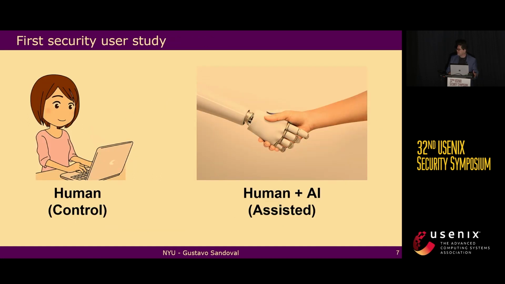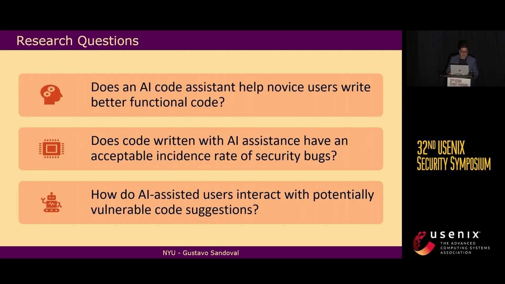First, to determine if users are impacted, we need to conduct a user study. This is the first user study that explored and compared the code written by programmers as a control group to the code written by programmers with the help of AI. What we're interested in is whether the code written by the humans is better in terms of security than the code written by the humans with the help of AI. Other studies have looked at the functionality, but we are the first that looked at security.